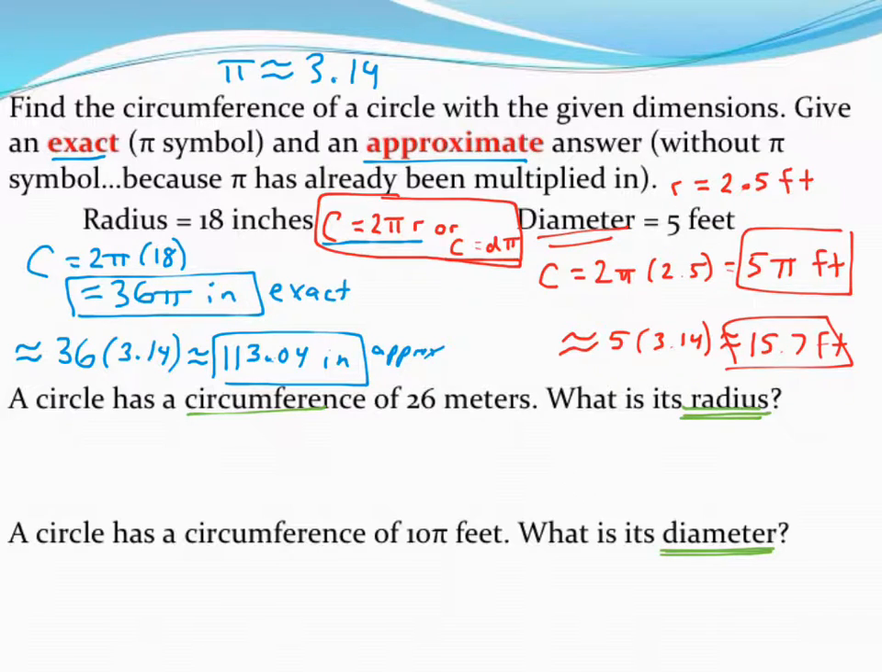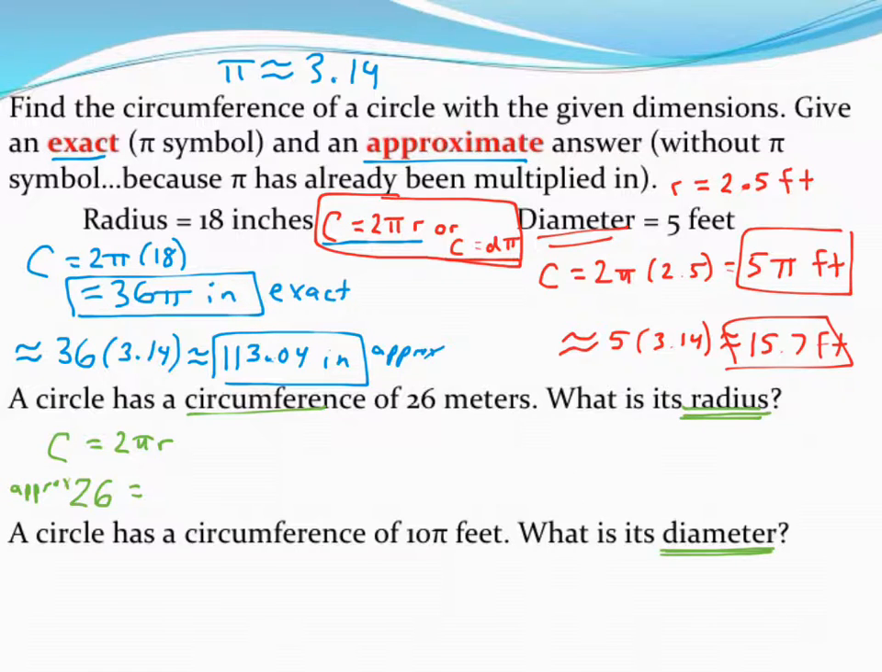So they've given us circumference. So to work backwards, let's set up our formula first. Circumference is equal to 2 pi times the radius. And then plug in what we know. Our circumference is 26. And what we need to figure out is whether that 26 meters is either an exact or an approximate answer. It doesn't have anything to do with decimals. It has to do with whether you see a pi symbol or not. Since there's no pi symbol in this problem, or in this answer, that 26 is an approximate answer.